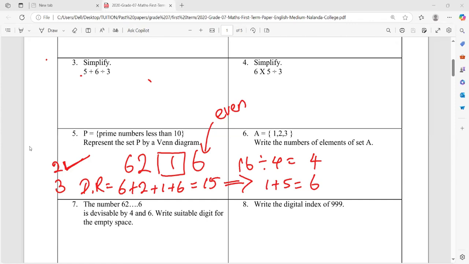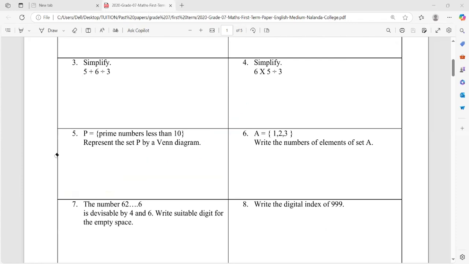Then we can say this number is divisible by 3 and 2. Therefore, if it is divisible by 2 and 3, that means it is divisible by 6. So, the digit for the empty space must be 1. Right? So you can say that 1 is the correct answer. So let's write 1. Fine.